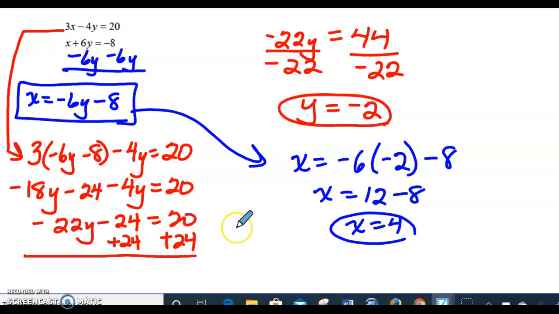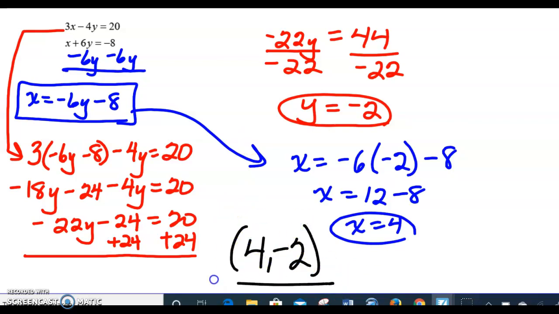And then I'm just going to write it as an ordered pair, x first, then y. Again, that's called substitution.